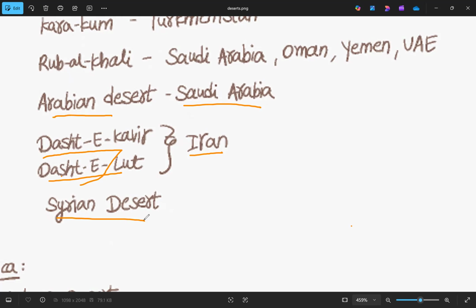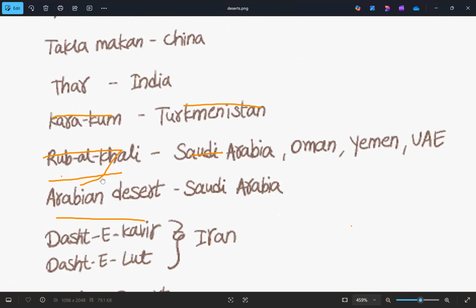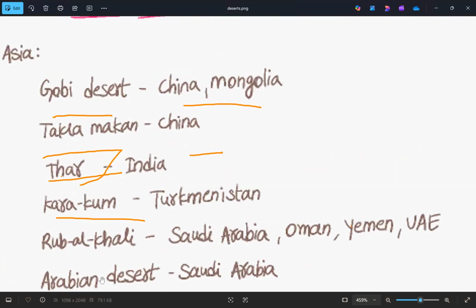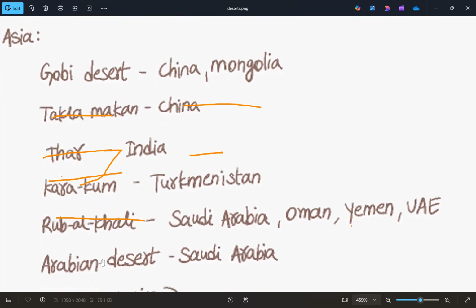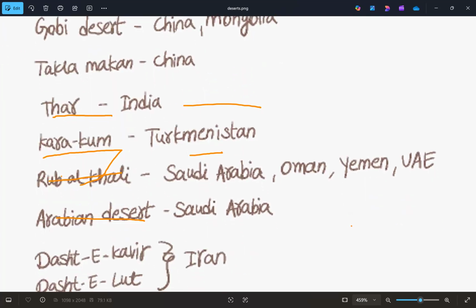This is also a hot desert. So therefore, these are the deserts that needed to be covered. First one is Gobi, which is the largest non-polar cold desert. That is Gobi, spread over China and Mongolia. And then we have Taklamakan, Thar, Karakum, Rub al Khali, Arabian Desert, Dasht-e-Kawir, Dasht-e-Lut, and then Syrian Desert.